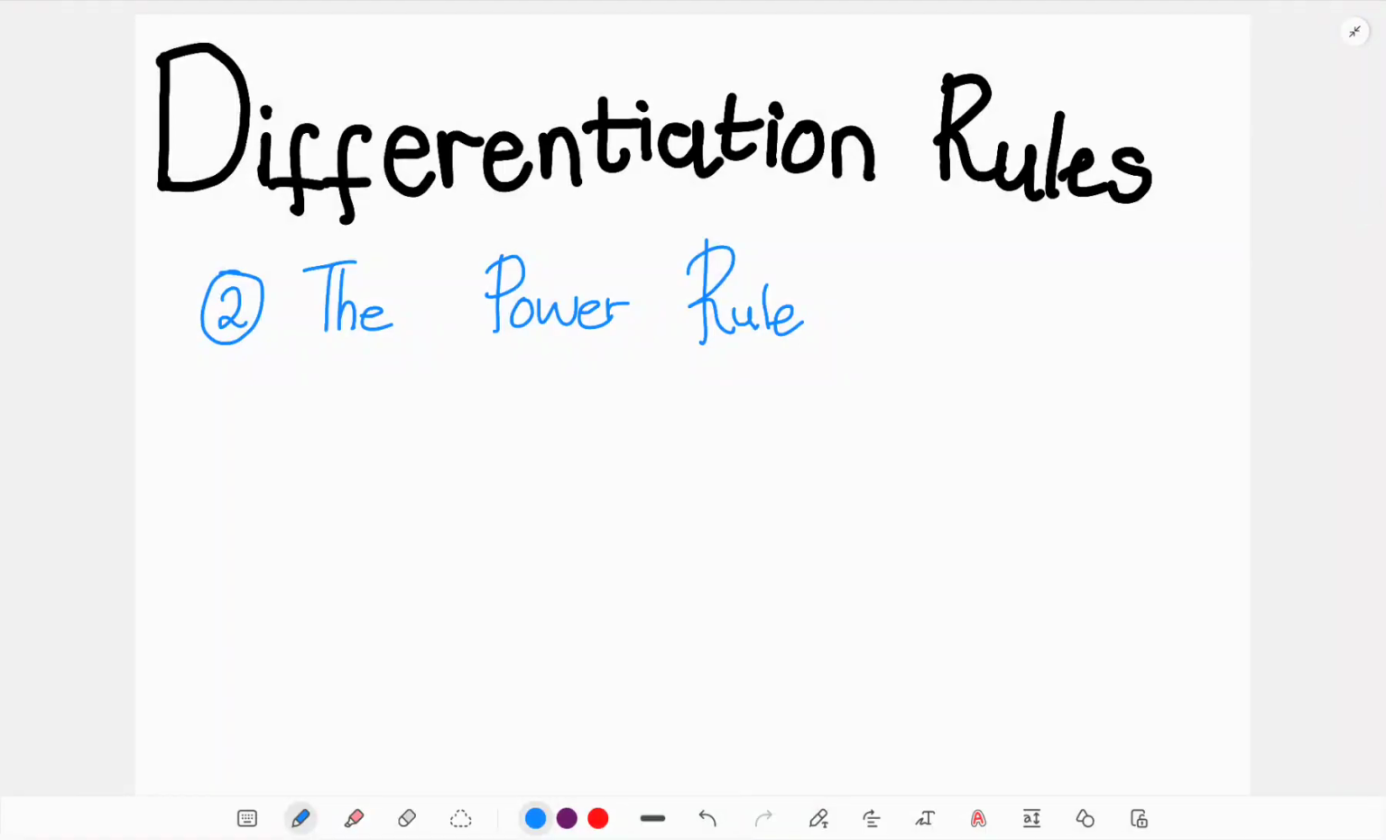Demonstrate how the power rule works. The power rule simply says that we have a variable, let's say d over dx of x to the power n, where n is any constant, and it could be any number. How do we find the derivative of this? We take the n down, so it becomes n, and then we have x to the power n minus 1. So that's the power rule, that's it.